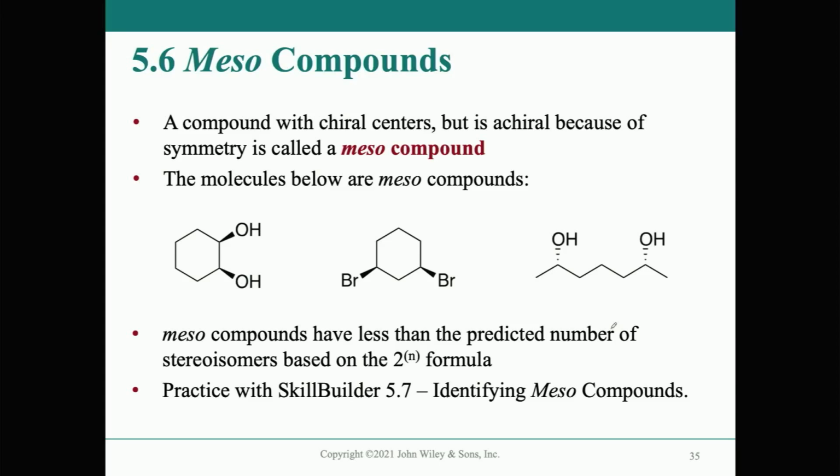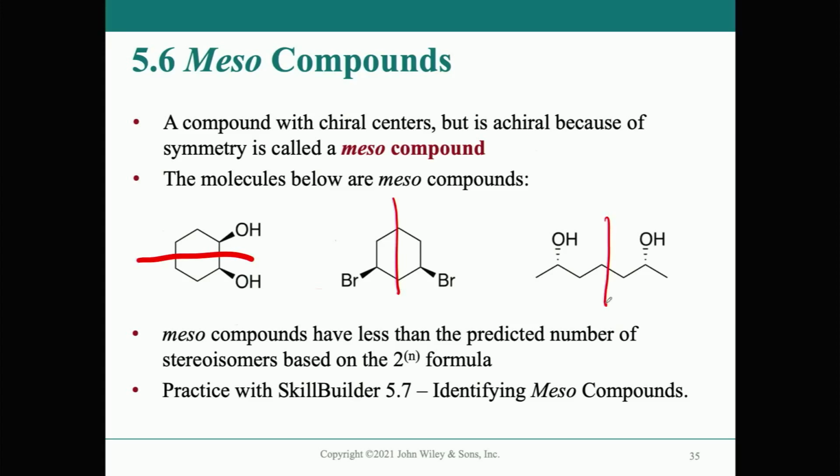So let's talk a little bit more about meso compounds. A compound with chiral centers but is achiral because of symmetry is called a meso compound, which we already know. And these are all examples of meso compounds, right? Here's your plane of symmetry there, plane of symmetry there, plane of symmetry there, right?